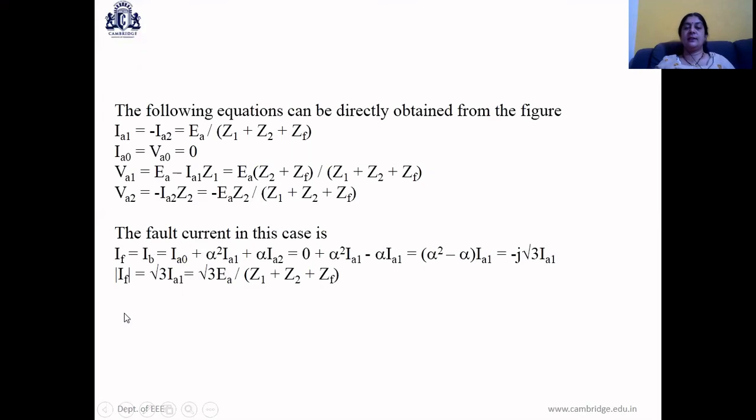Therefore, the fault current is dependent on the three impedances Z1, Z2 and ZF, and Z0 is not appearing in the expression. It indicates that for the unloaded generator, when an LL fault occurs at its terminals, whether through the fault impedance or not, the fault current is totally independent of the zero sequence impedance.